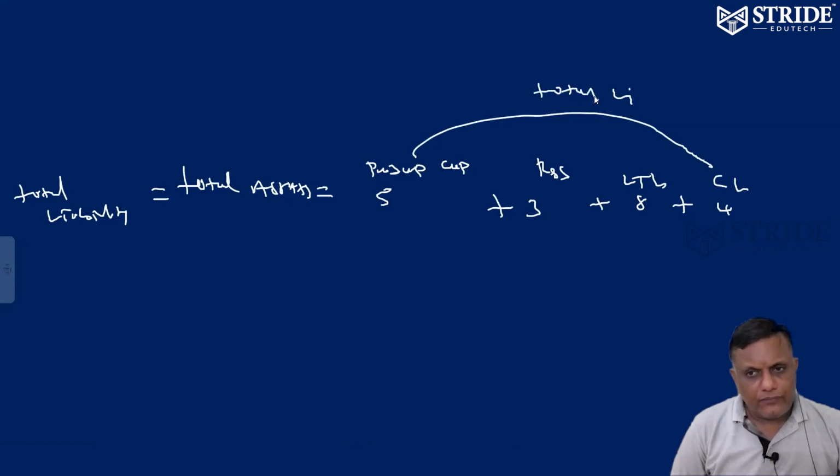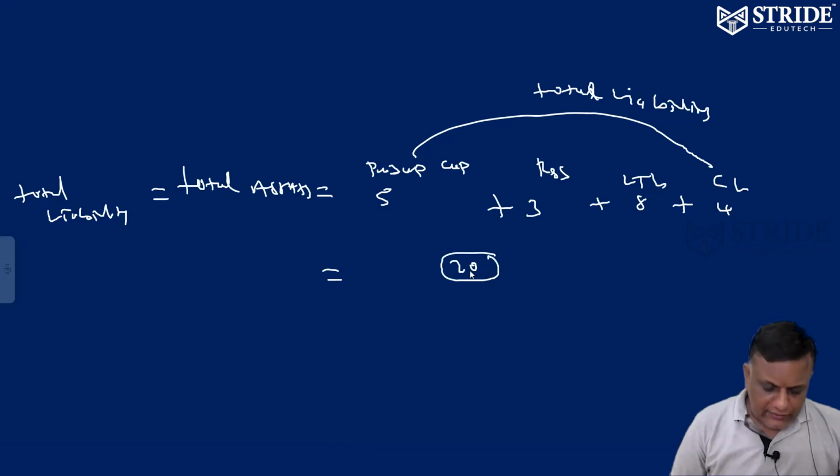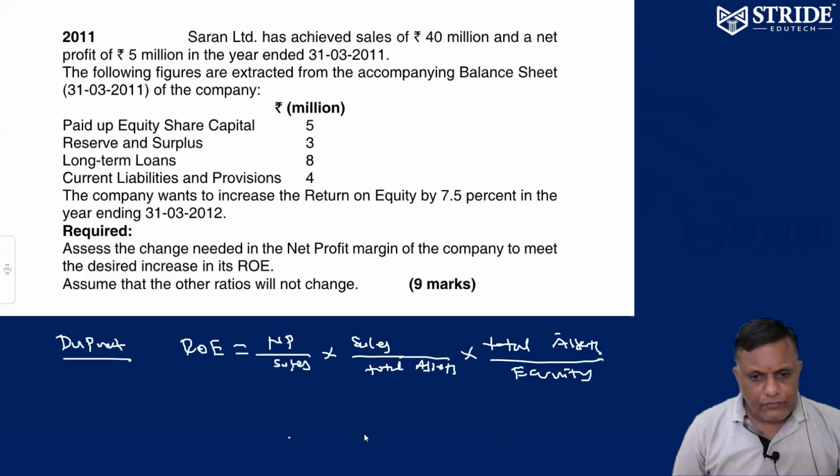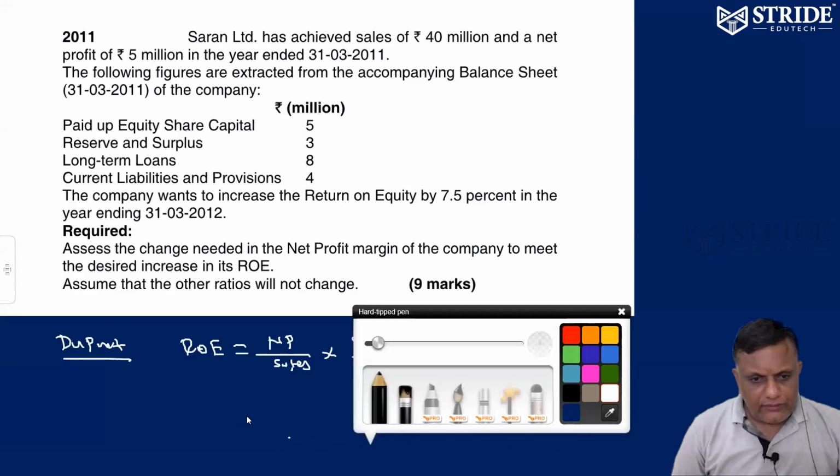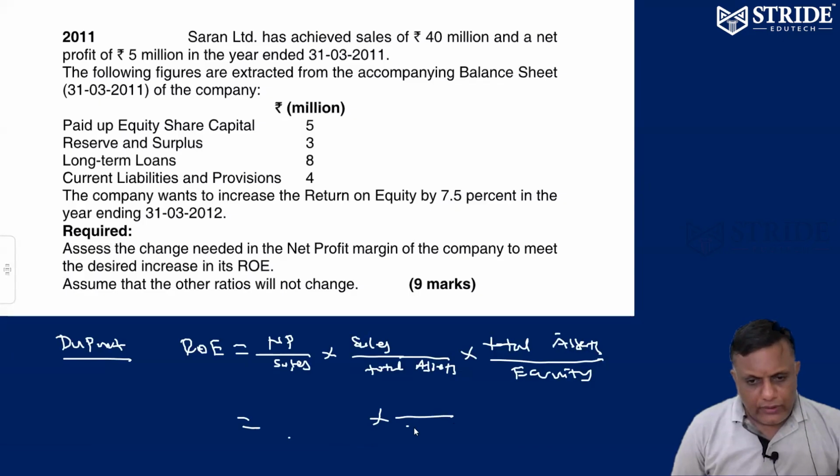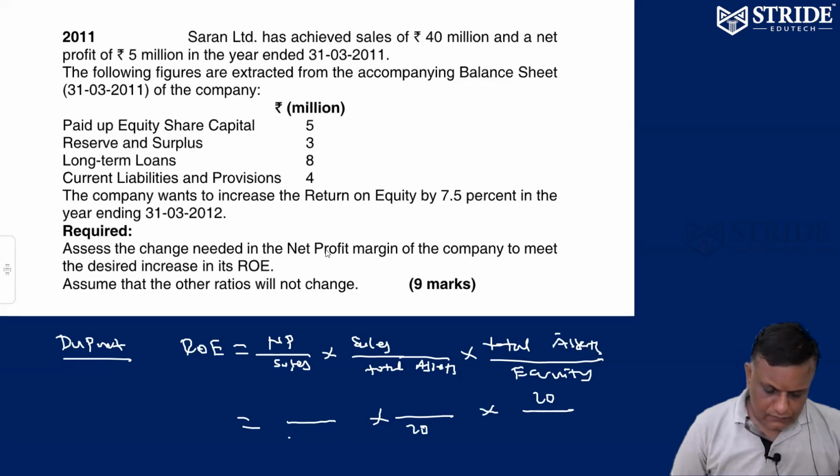See, total liability is equal to total asset. 5 plus 3 is 8, 8 plus 8 is 16, 16 plus 4 is 20. So 20 million is equal to total asset. That's it. Please substitute 20 million in the formula. Next one. Please check it out.